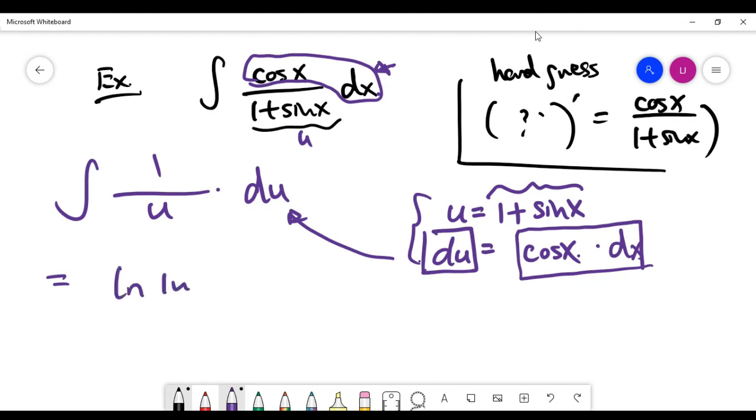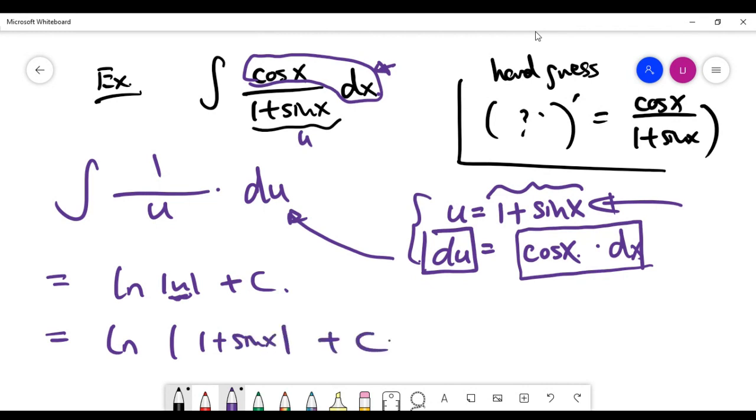ln u plus c. It's essentially the end of the problem, but you need to change u back to what you have as a function of x on the right hand side. So which means the answer is ln of 1 plus sine x inside the brackets, plus the constant c, right? And let's do other problems.